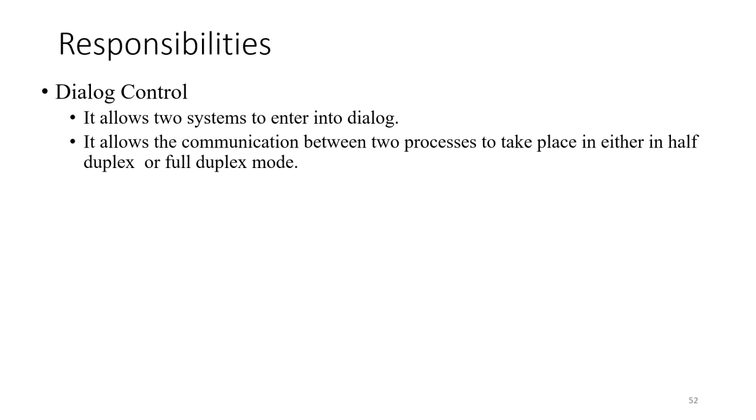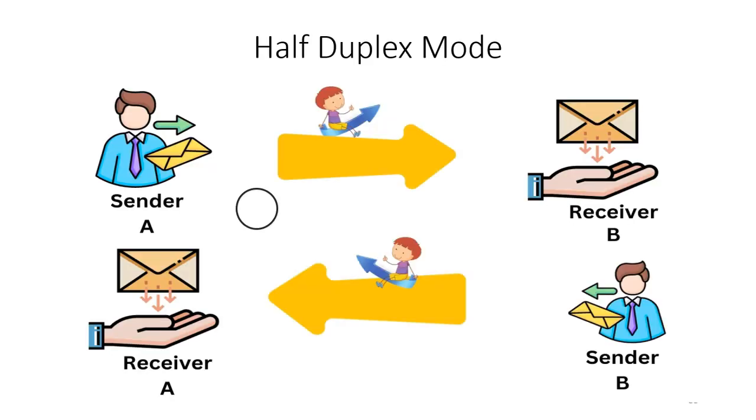The first one is dialog control. The session layer allows two systems to enter into a dialogue. Two systems means the sender and the receiver. It allows communication between two systems, that is between sender and receiver, either in half duplex or in full duplex mode. What is half duplex mode? We have two systems here.